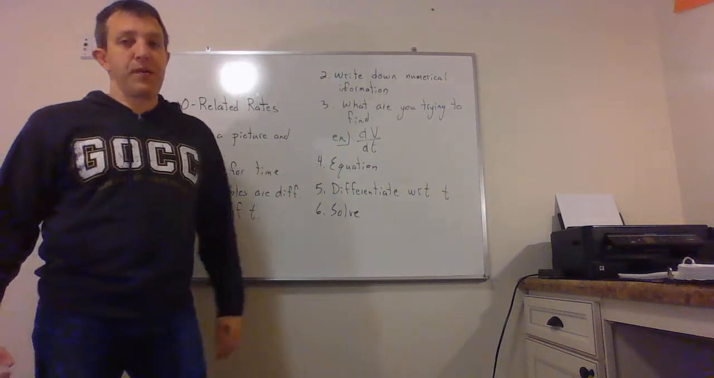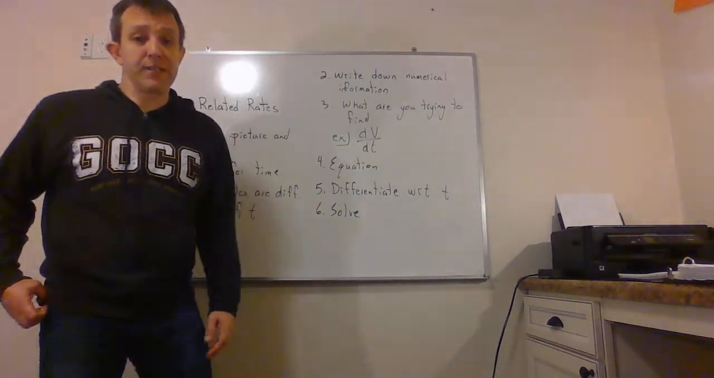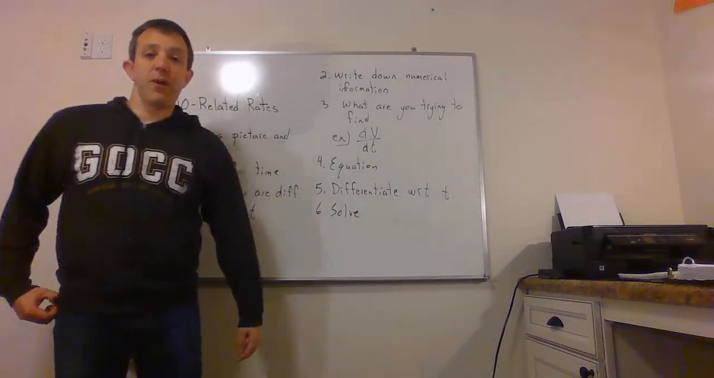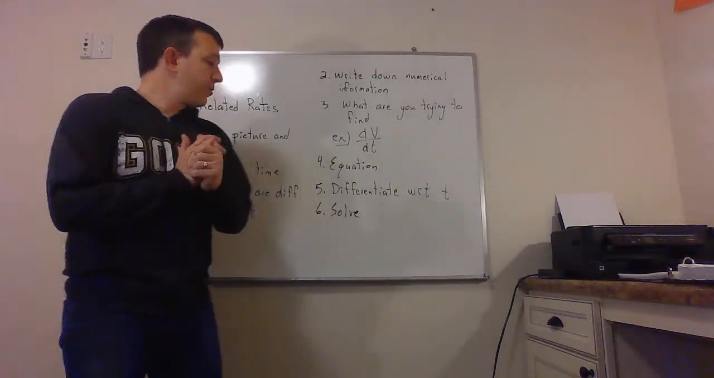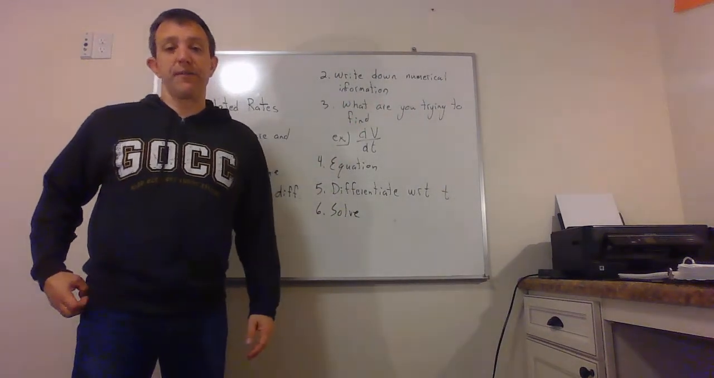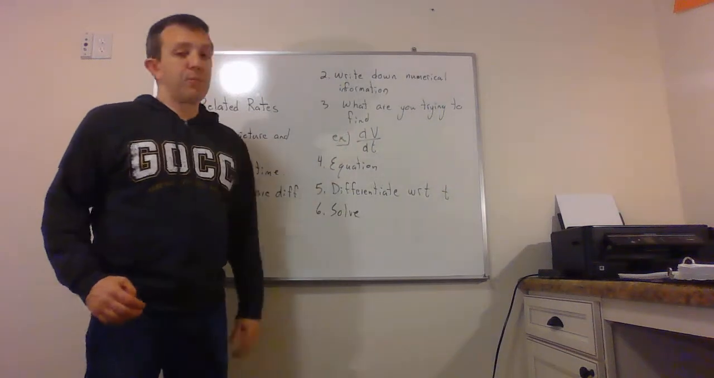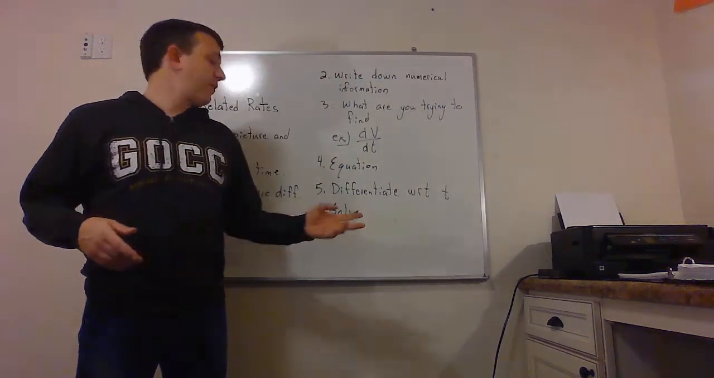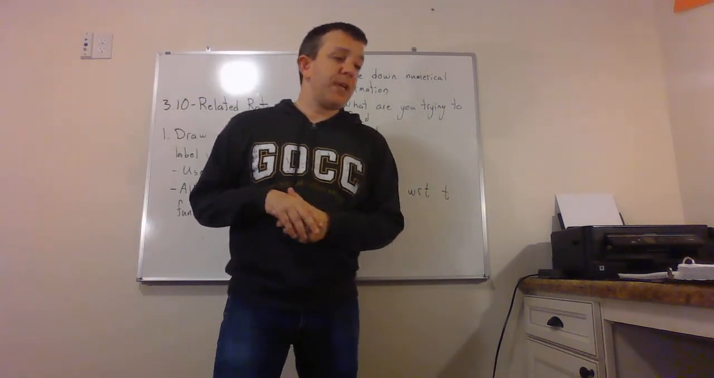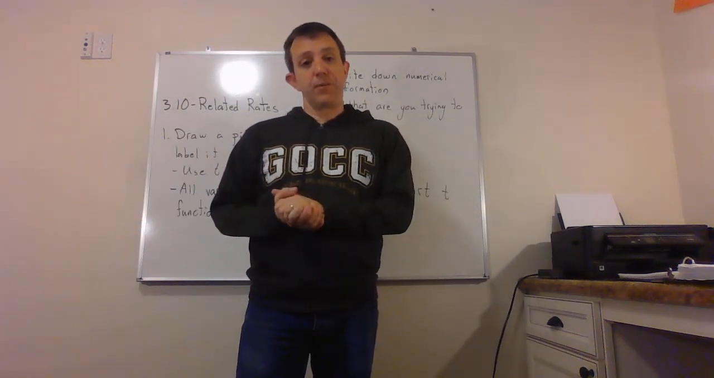You need to put together an equation. This can be very interesting and sometimes tricky. And step 5 then is to differentiate your equation with respect to time. So doing that, you're going to get a lot of these little implicit differentiation pieces that come out of it. And then we're going to plug in the information that we have to try and solve for whatever we're trying to find. So let's go ahead and take a look at a few examples. And hopefully this will go well for you.